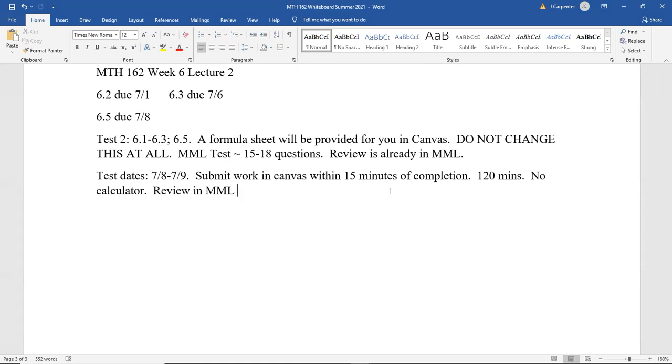Email me for any partial credit requests. Make sure that you have that formula sheet from Canvas available to you during the test. Remember, you will only get 1 attempt for this test. Remember that there is a review in my math lab immediately under the 6.5 homework that you can use to study. Besides that, I think we've got everything else in order.